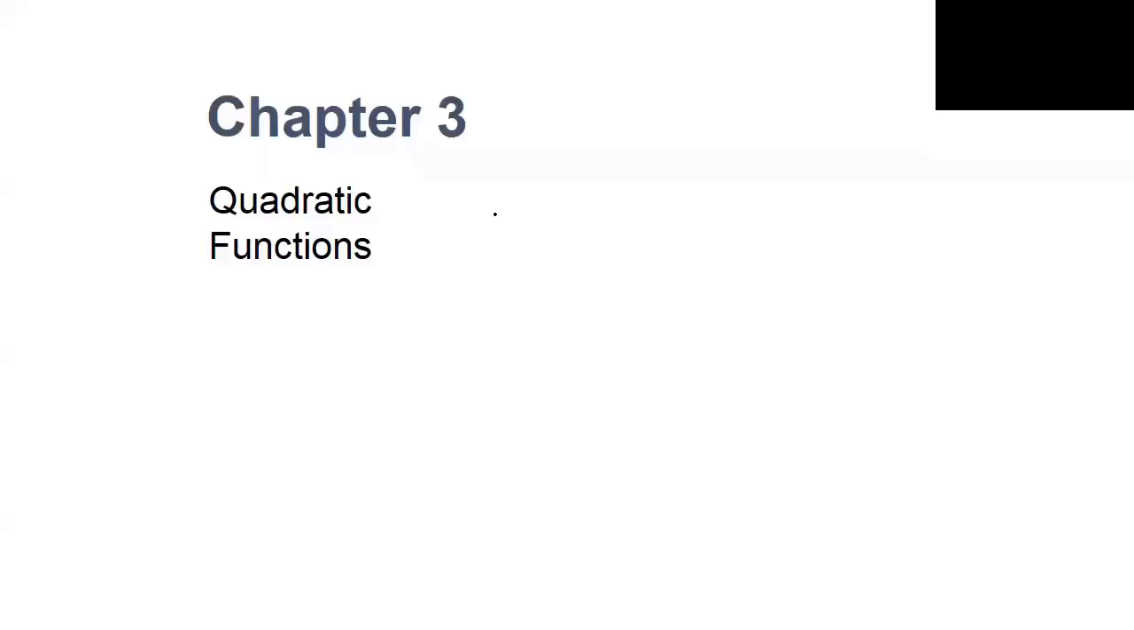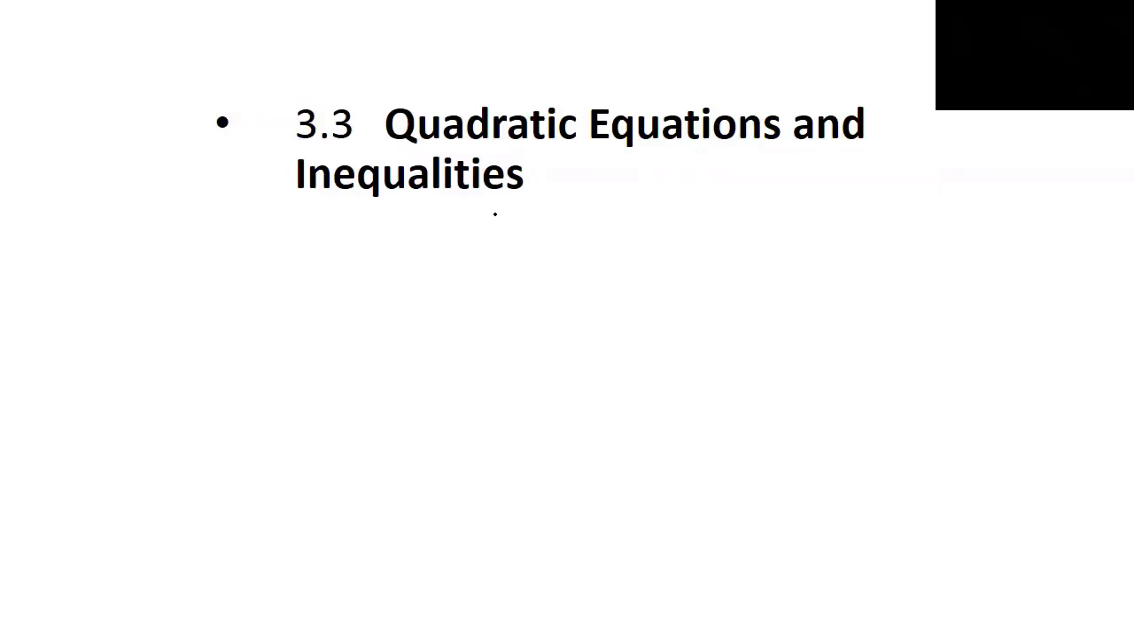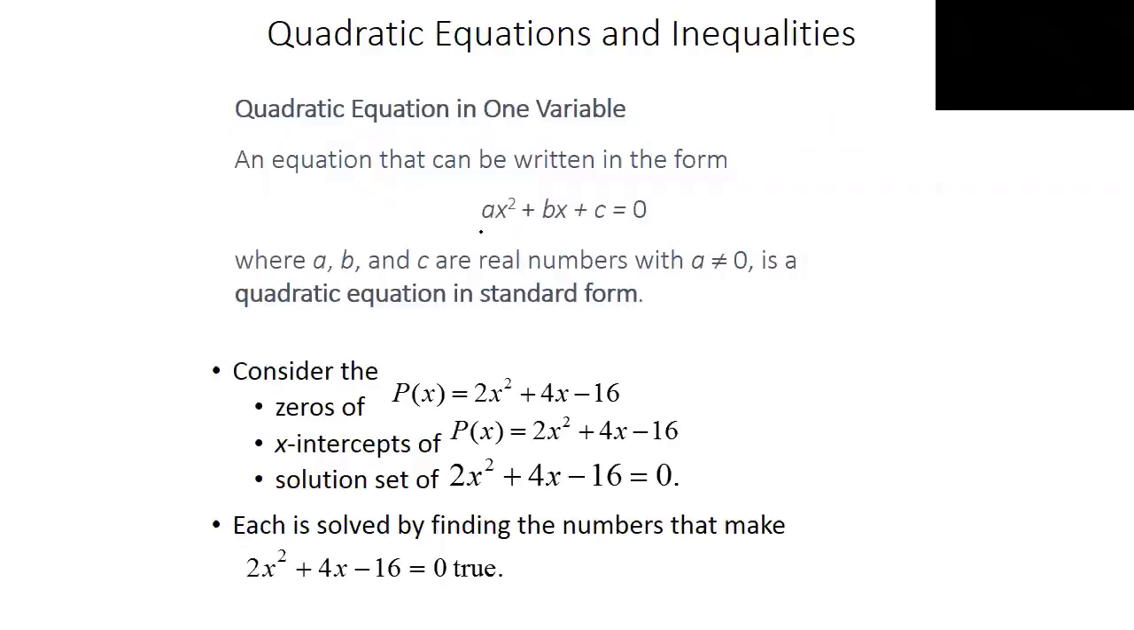Okay, we're going to continue our discussion on Chapter 3, Quadratic Function, and we're looking at quadratic equations and inequalities. All right, so when we have a second order equation, it would be in the form of ax squared plus bx plus c is equal to 0. In this case, a, b, and c are real numbers, and a cannot be equal to 0 because we want to have a second order equation.